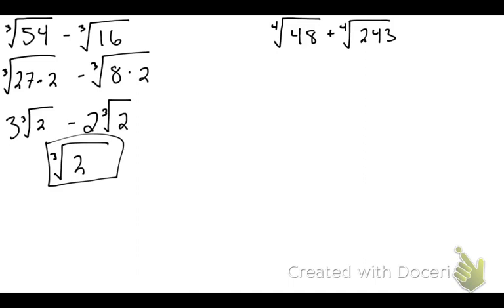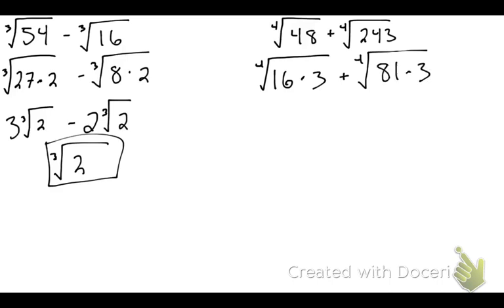The second problem is similar. These aren't like terms, so we can't add them, but we could simplify. Our perfect fourths really matter. And with 48, we've got to see that this is the same thing as 16 times 3. And 243 is the same thing as 81 times 3. And both 16 and 81 are perfect fourths.